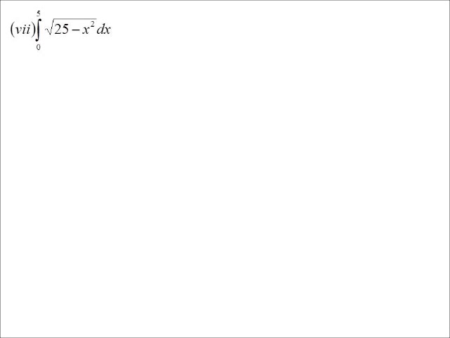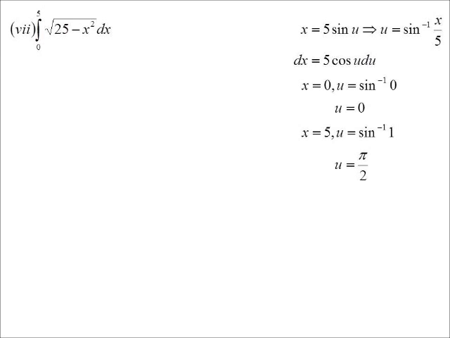Square root of 25 minus x squared would cause similar problems. So x equals 5 sine u. In other words, u is the inverse sine of x on 5. But dx is 5 cos u du. Let's have a look at our limits. When x is equal to 0, use the inverse sine of 0, which is 0. When x is equal to 5, use the inverse sine of 1, pi on 2. So 0 to pi on 2, square root of 25 minus 25 sine squared, times 5 cos u du.